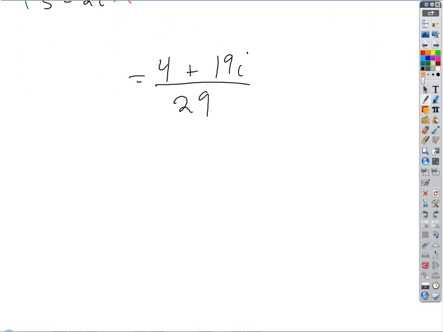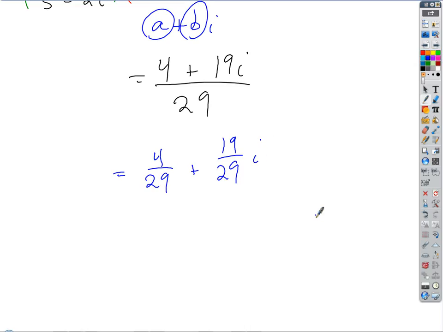So that's my answer, but the one last thing I want to do, I've got to make this look like a complex number in standard form. So it's got to be a plus b times i. Well, what's a going to be? 4 over 29. I'm going to split this apart, split the denominator into 2 separate fractions, which I can do, right? That's no big deal. So I get 4 over 29, that's my a, plus 19 over 29, that's my b, times i. That's it. That's the answer? That's the answer, yeah. Okay? Does that make sense? Yeah. That's it. And the common denominator thing makes sense, doesn't it?